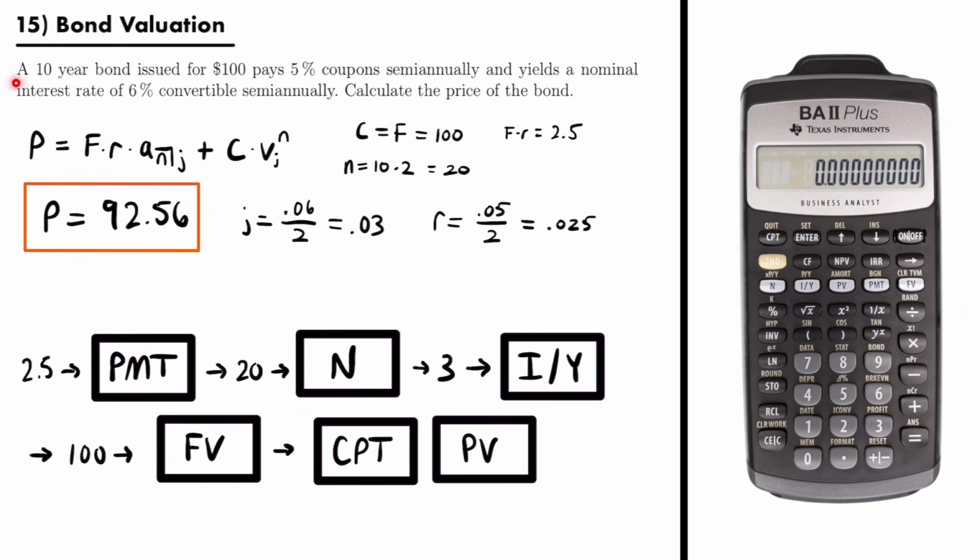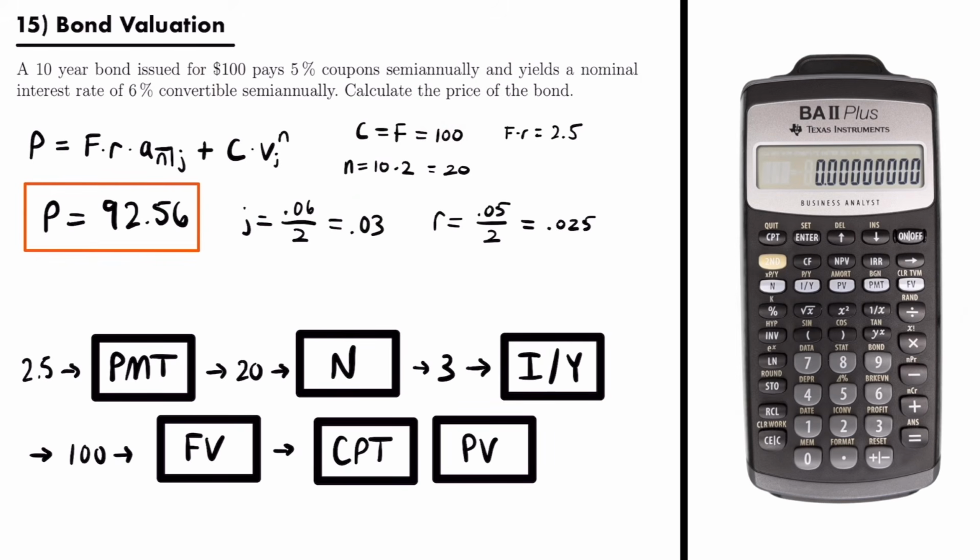But here we have that a 10-year bond issued for $100 pays a 5% coupon semi-annually and yields a nominal interest rate of 6% convertible semi-annually. Calculate the price of the bond. All right, so we know the face value and the redemption value are both $100, right? The bond is issued for $100.